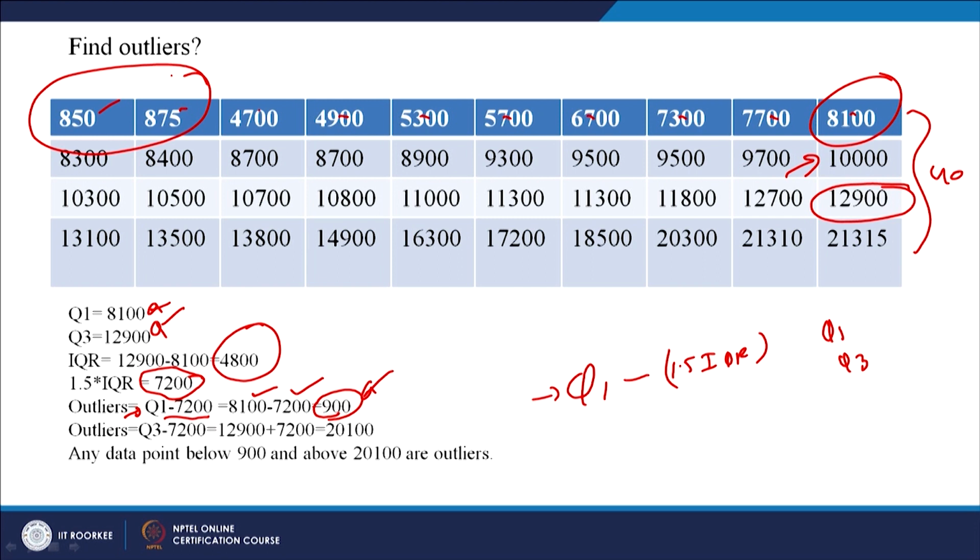Now, in fact, you just keep in mind that for finding out Q1 and Q3, first of all you need to arrange data in ascending order, right. I think you know this point.